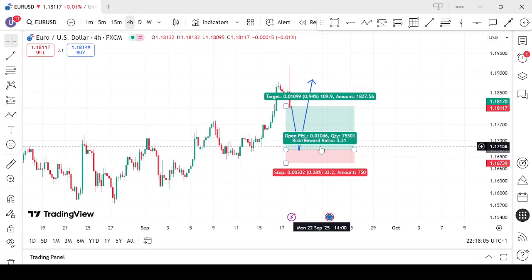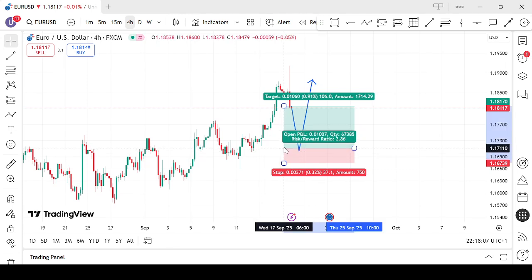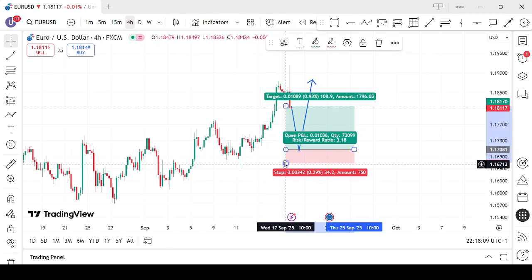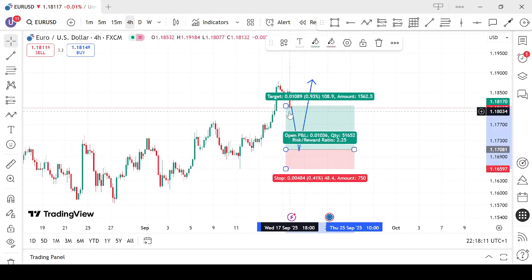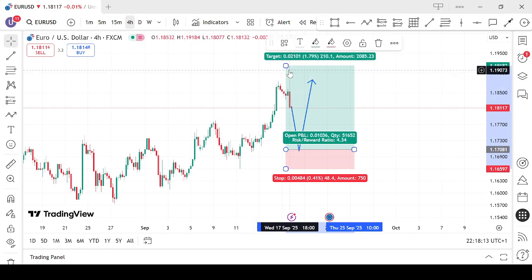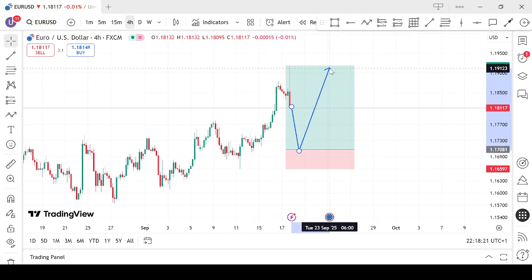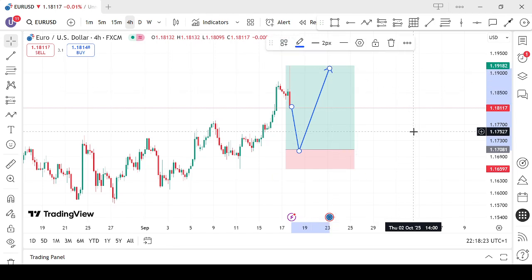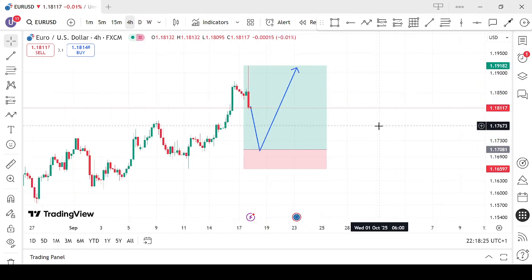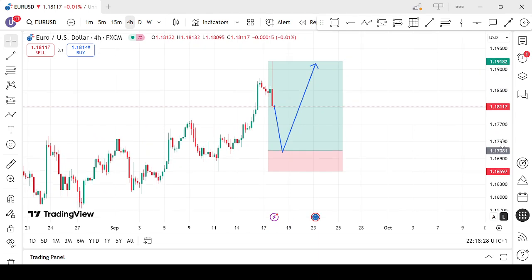Now when you right click, it will let you adjust where you want your entry price to be, your stop loss to be, and where you want your take profit to be. The moment price gets to that area, it will automatically trigger your trade, and whatever the outcome is depends on your analysis or what the market decides to do.